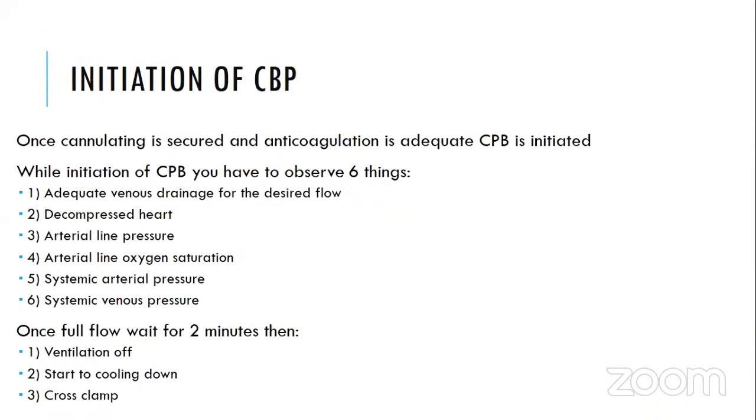Now, for initiation of bypass: once cannulation is secured and anticoagulation is adequate, CPB is initiated. While initiating the bypass, you have to observe 6 things. Number 1, adequate venous drainage for desired flow. Number 2, decompressed heart. Number 3, arterial line pressure and arterial line oxygen saturation, systemic arterial pressure, and systemic venous pressure. Once at full flow, wait for 2 minutes, then stop the ventilation, start to cool down and cross-clamp the aorta.